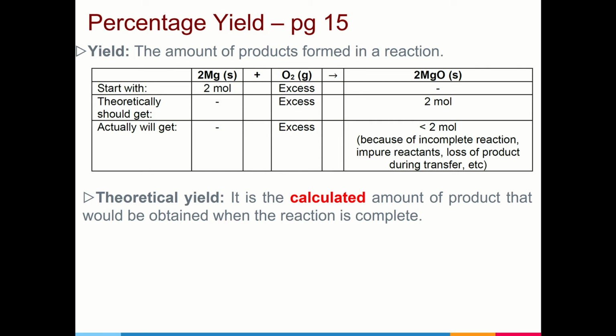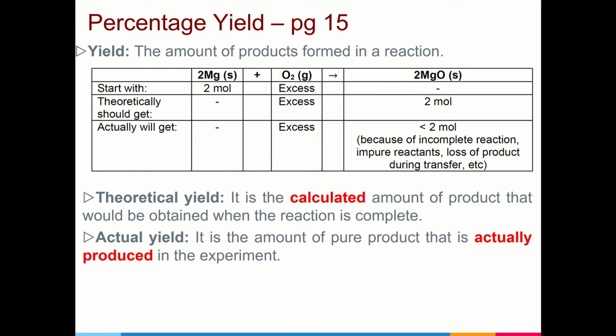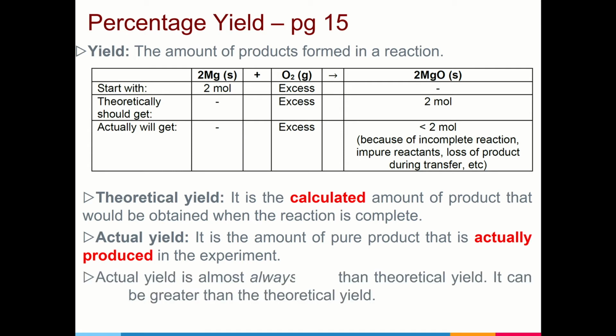Theoretical yield is the calculated amount of product formed. That means it's on paper. By right, when we calculate, it should be like that. Actual yield is the amount that is actually produced in a reaction. Percentage yield will connect these two together. Actual yield will always be less than theoretical yield. It can never be greater. On paper, if I get 100%, actual yield cannot be more than 100%. It doesn't make sense. That means it's a calculation error already.